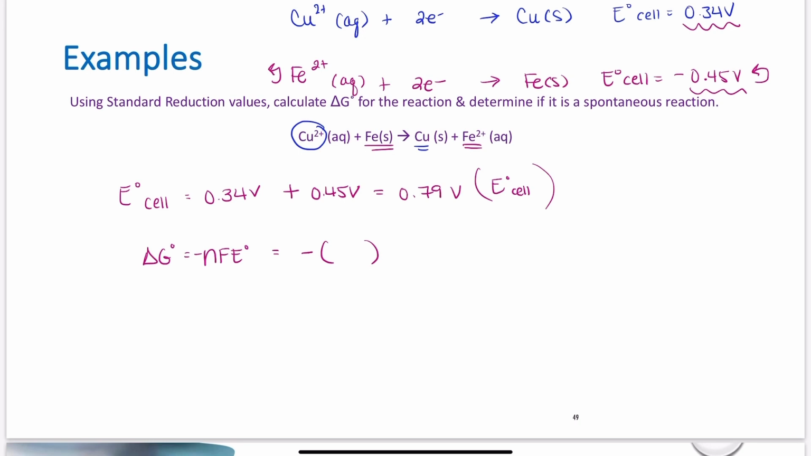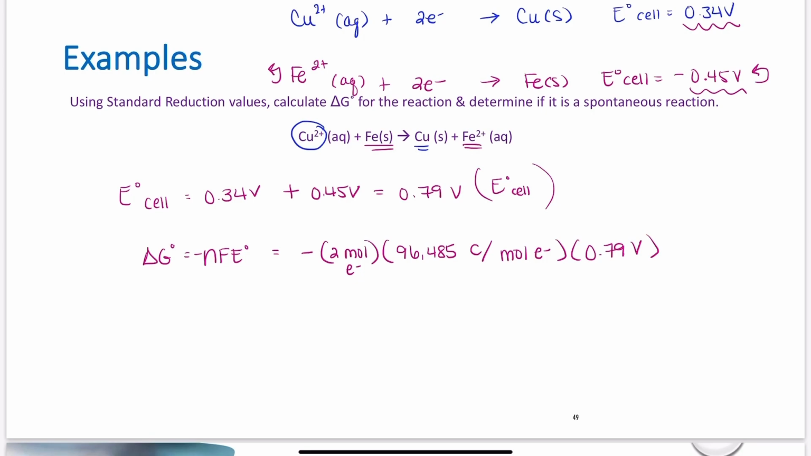I've got copper 2 plus being reduced to copper solid. I've got iron solid being oxidized to iron 2 plus. That means overall, 2 moles of electrons have been transferred. Faraday's constant is 96,485 coulombs per mole of electrons transferred. And my voltage here is 0.79 volts.